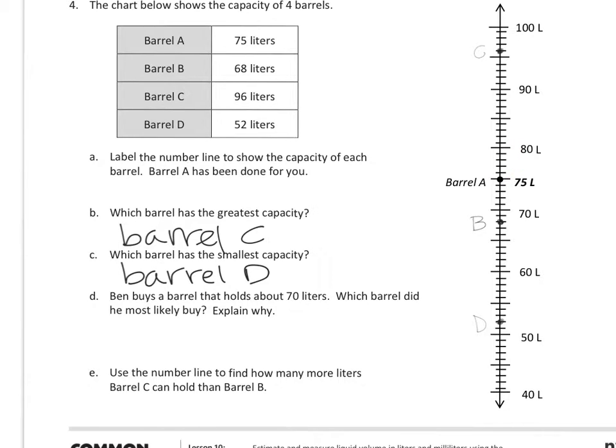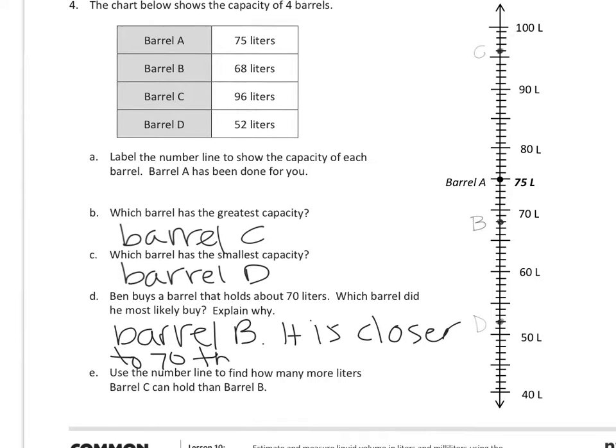So that means that barrel B is my better choice because it's closer on my number line to 70 than 75. So barrel B, it is closer to 70 than 75. And maybe instead of saying it, I could say that 68 is closer to 70 than 75.